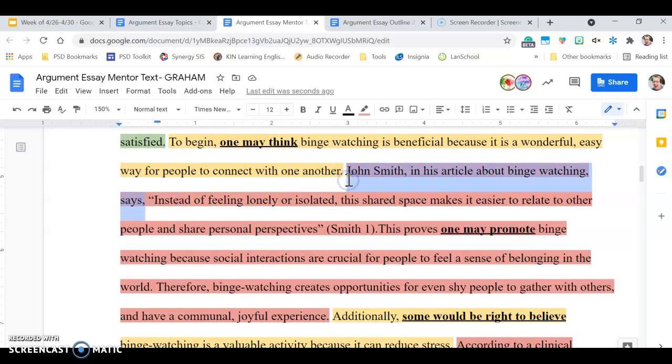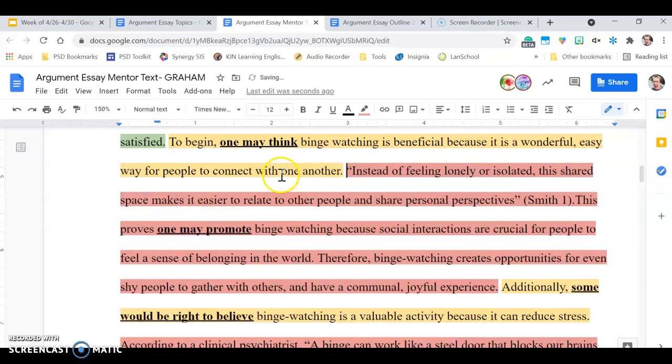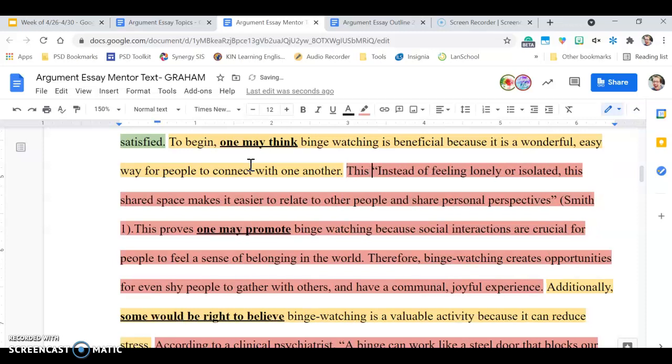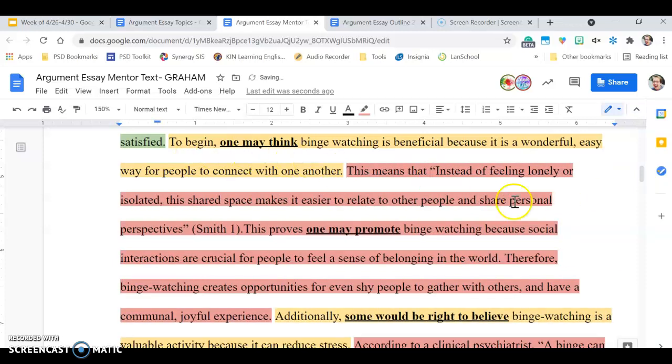I could also just continue my thought from the end of this sentence and make that quote part of the thought that I continue, right? So I could say, well, this means that instead of feeling lonely or isolated, this shared space makes it easier to blah, blah, blah, right? So all I've done here is I've sort of stolen those words and made them a part of my thinking. And because I've incorporated it into a sentence that's mine, I don't need that comma there, okay?